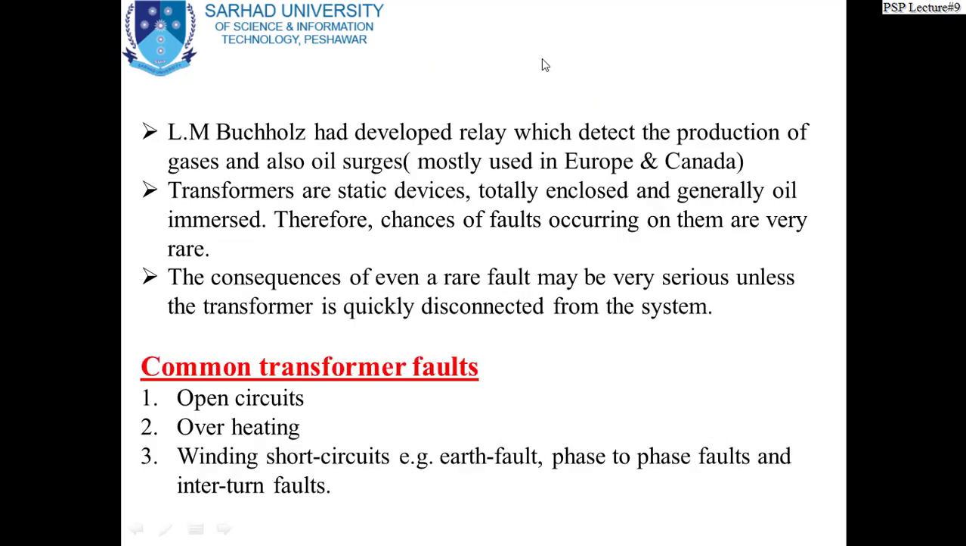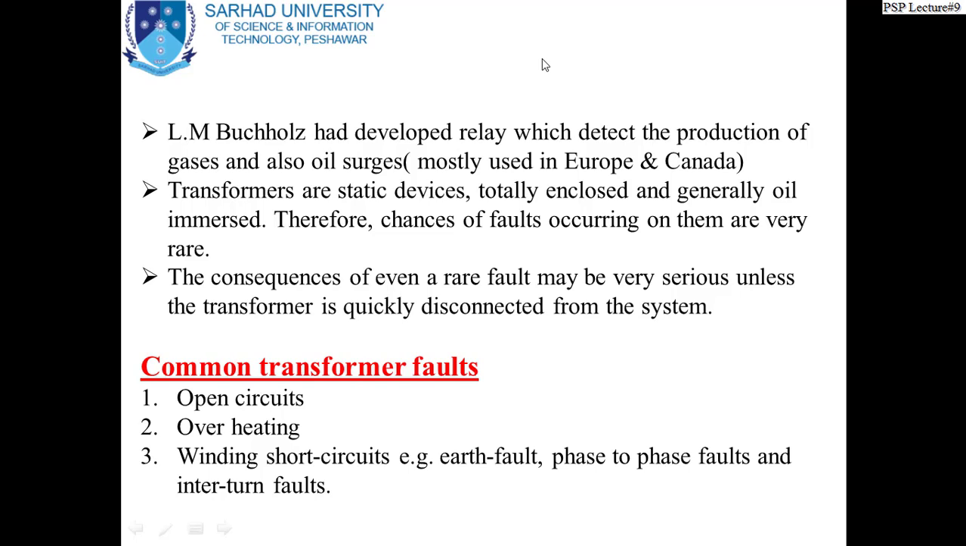Now Buchholz developed a relay which detects the production of gases and also oil surges, mostly used in Europe and Canada. In America, these relays are not used. Instead, they use the thermal overload relay. Even in Pakistan, it's my practical experience that in some cases thermal overload relays are used.